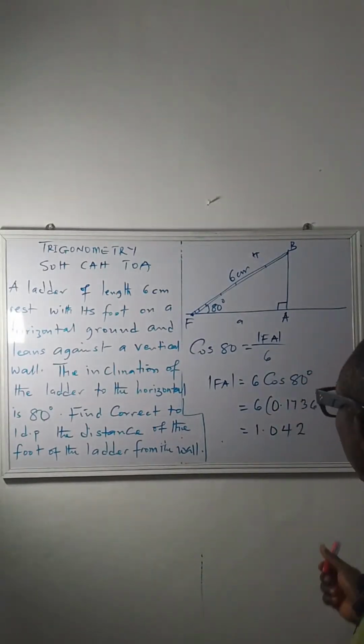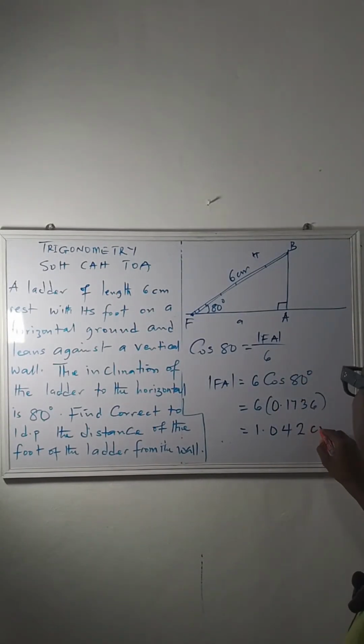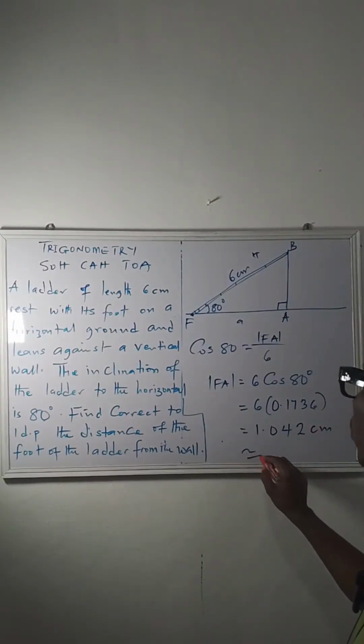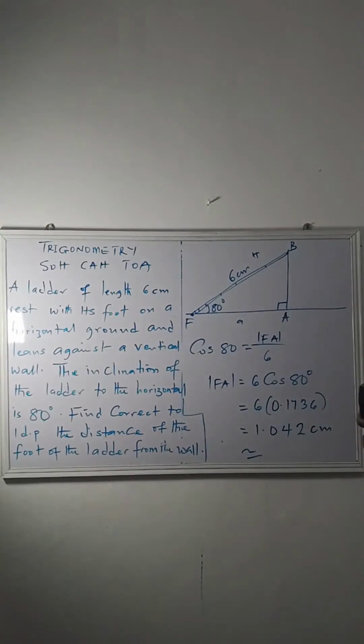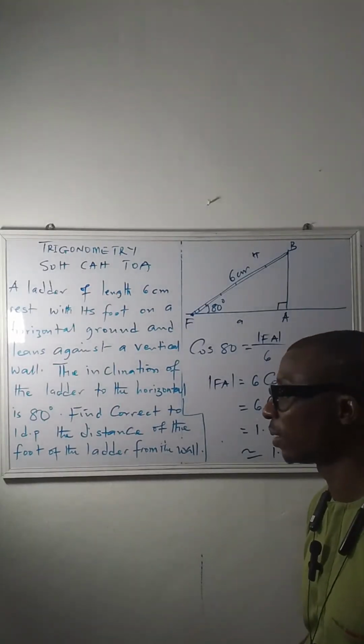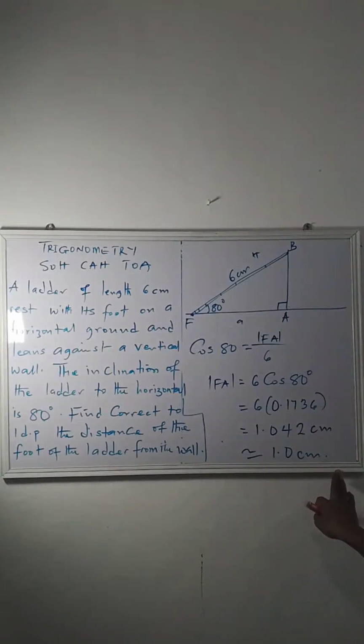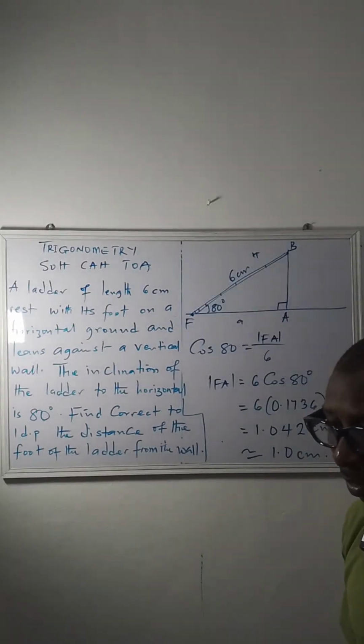Okay, so that's going to be in centimeters. But the question wants you to correct your answer to what? To 1 dp. So if it is 1 dp, it's going to be 1.0 centimeter. So that is going to be the correct answer. Yes, I hope you understand that.